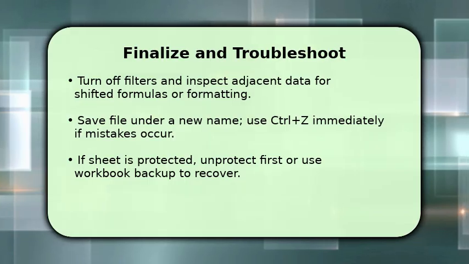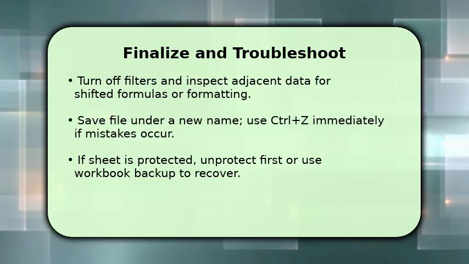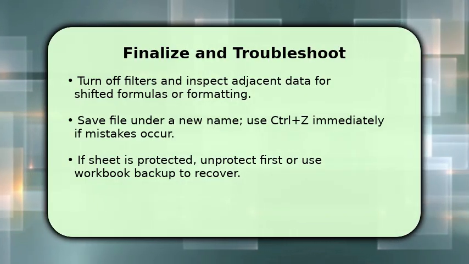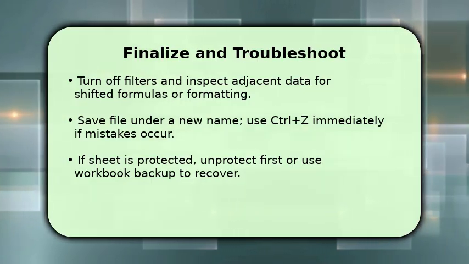If you accidentally deleted wrong rows, immediately press Ctrl+Z to undo or restore from your backup if too much time has passed. If Excel prevents deletion because the sheet is protected, unprotect with the password or use a backup copy to avoid destructive changes.